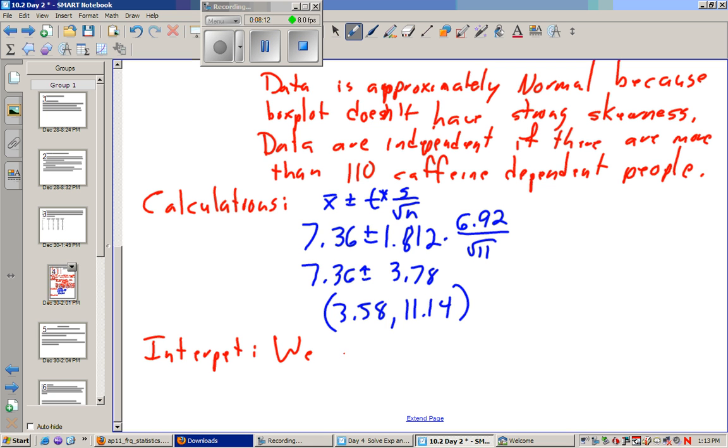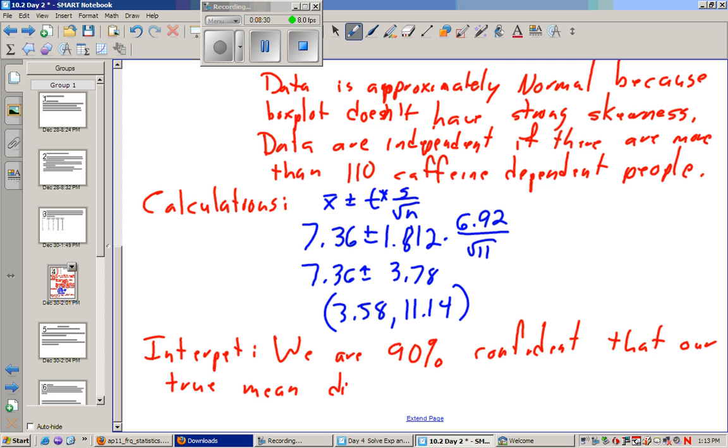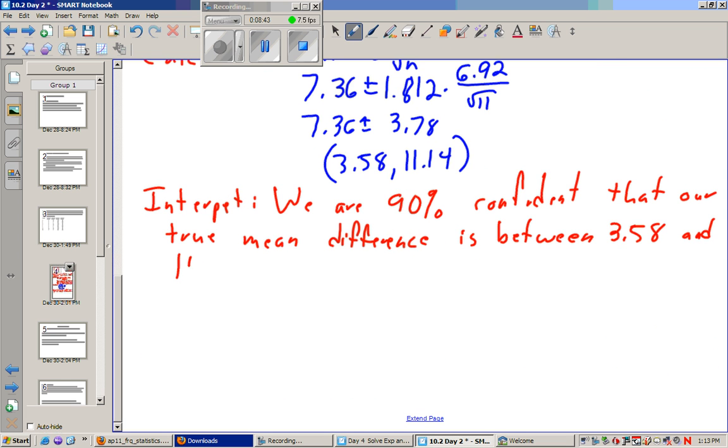For our interpretation: we are 90% confident that our true mean difference is between 3.58 and 11.14.